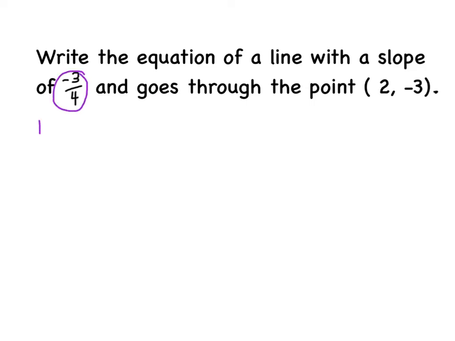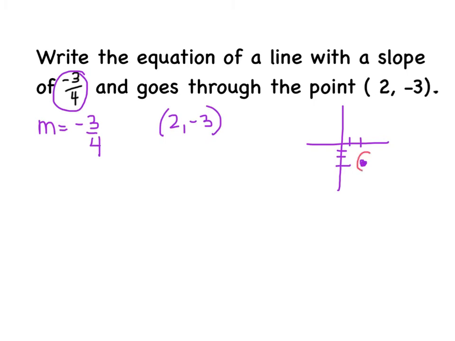So this would be my slope, but the point they give me is 2, -3. And if I quickly in my mind figure out where 2, -3 is, it's over here. This is not a y-intercept. This is just a random point on the line. So here is where we're going to use point-slope form.